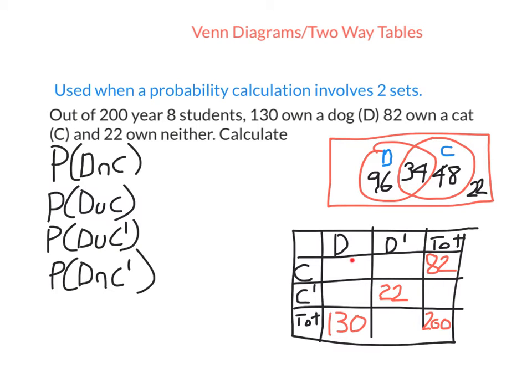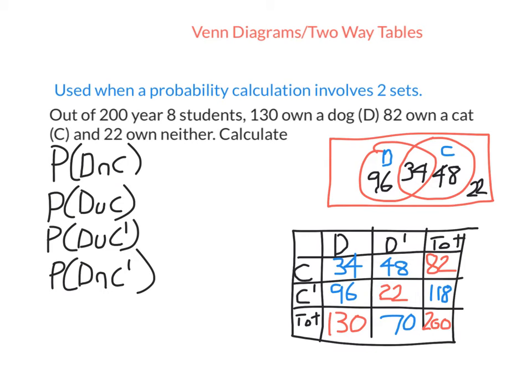So we can figure out the rest of the numbers from the totals. I know there are 200 people in total. If 82 own a cat, that means 118 don't own a cat. If 130 own a dog, that means 70 don't own a dog. So the number that goes here, I say, what do I add to 22 to get 70? And that number is, of course, 48. The number that goes here, what do I add to 22 to get 118? That number is, of course, 96. And then this final number here, what do I add to 48 to get 82? And that's, of course, 34.